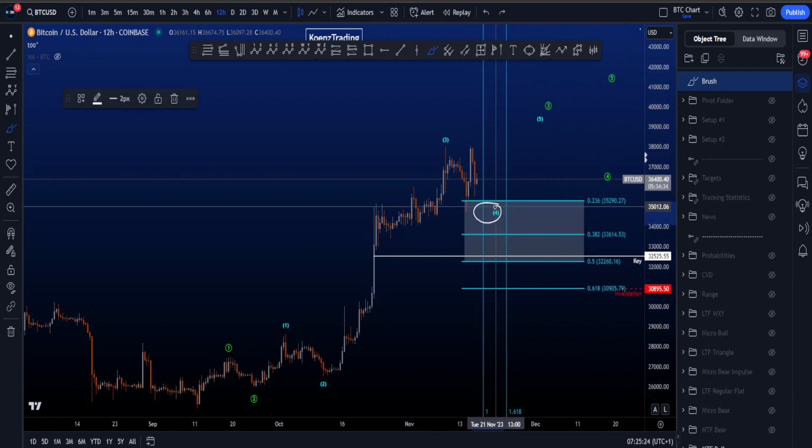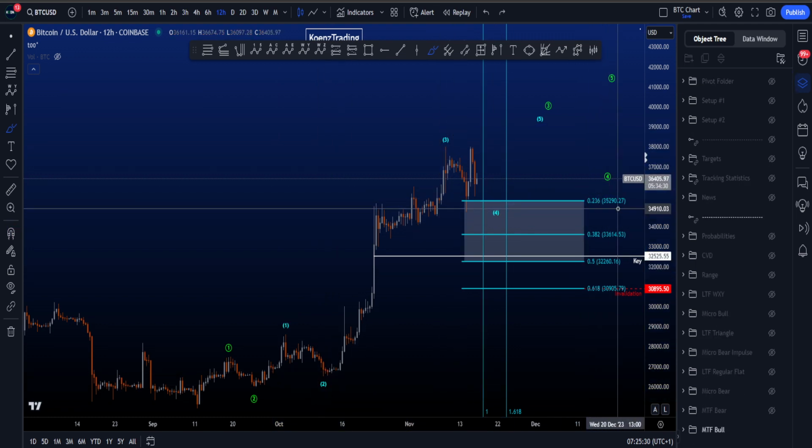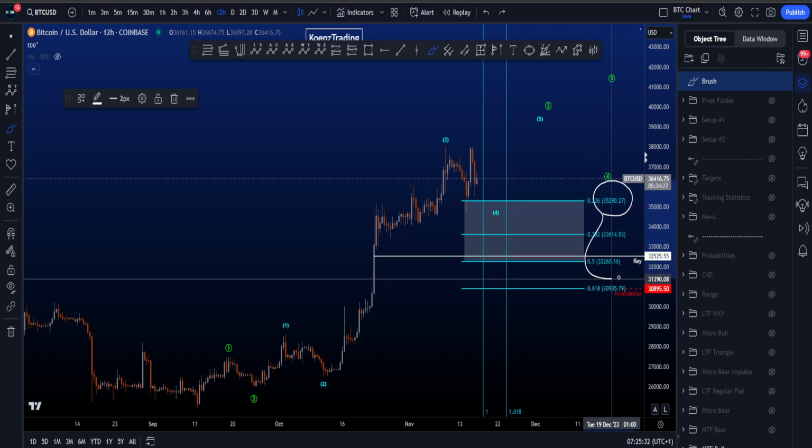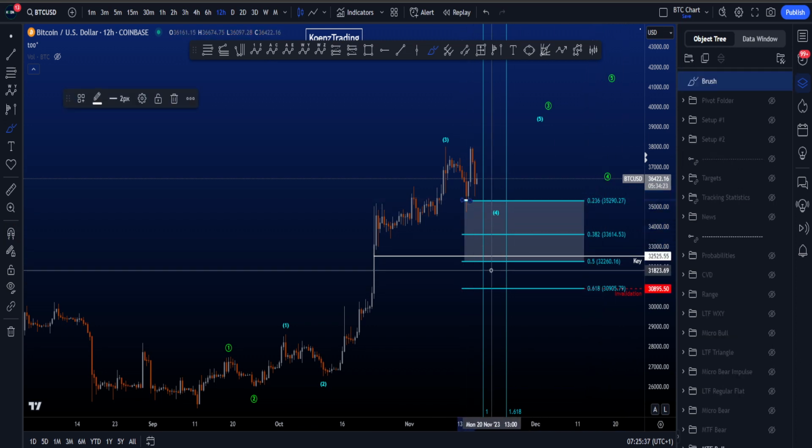Common target for a wave 4 taken from the low of 2 to the high of 3 is between the 0.236 and the 0.5, meaning between 35.3k and 32.2k, and currently we are finding support on the 0.236.